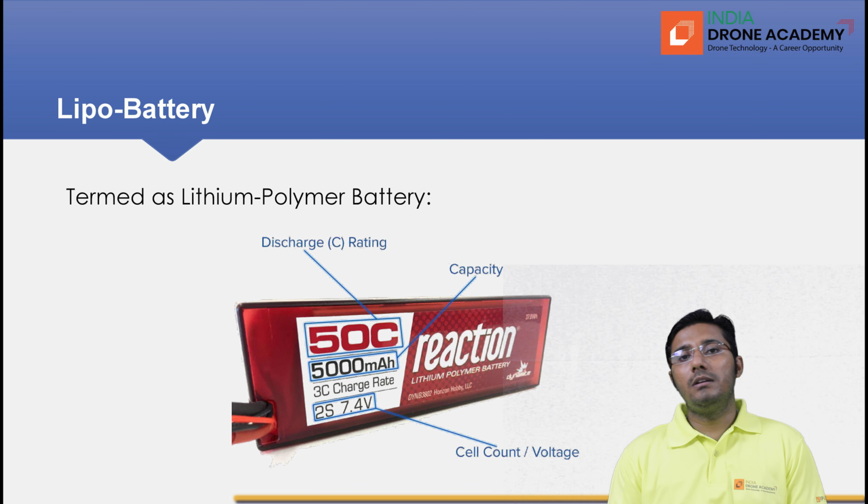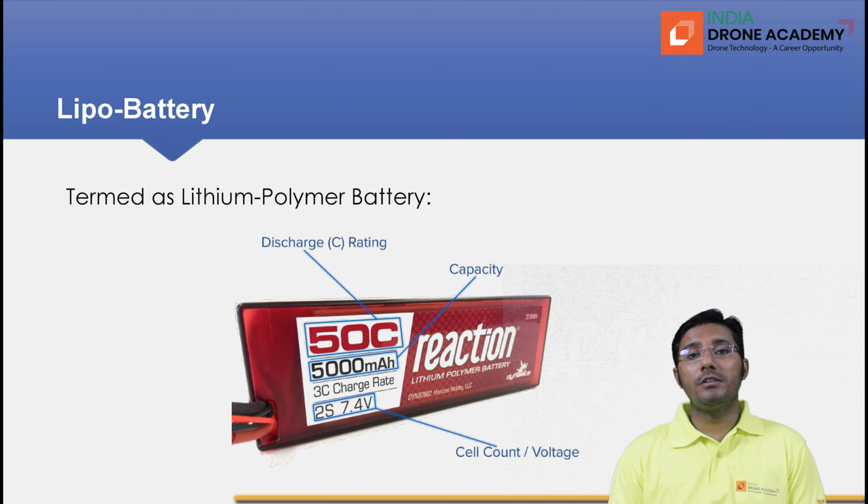Another word is 2S. 2S refers to the two cells this battery is composed of. 7.4 volt represents the cell count or the voltage associated with this battery. 50C refers to the discharge rating of the battery.